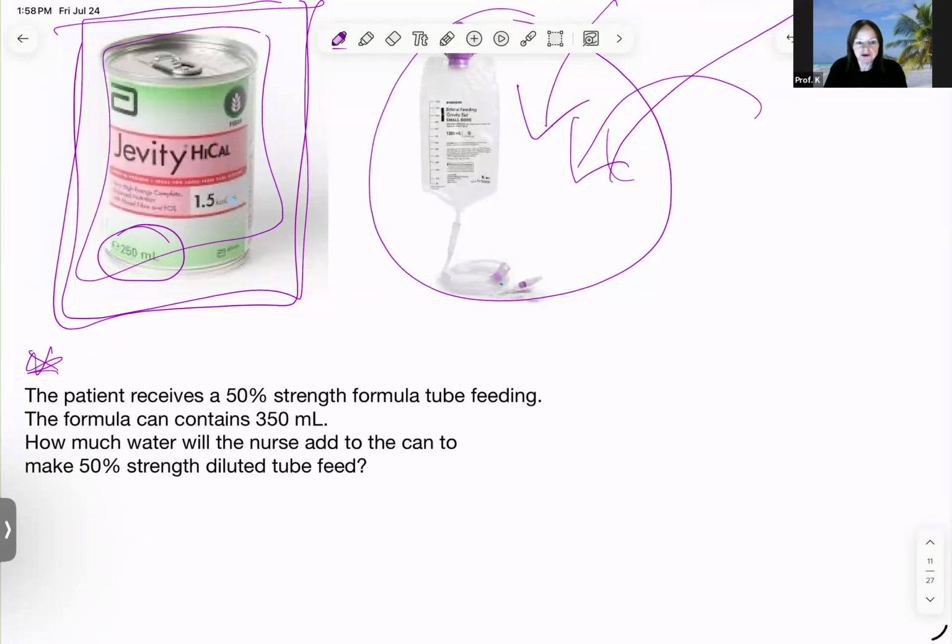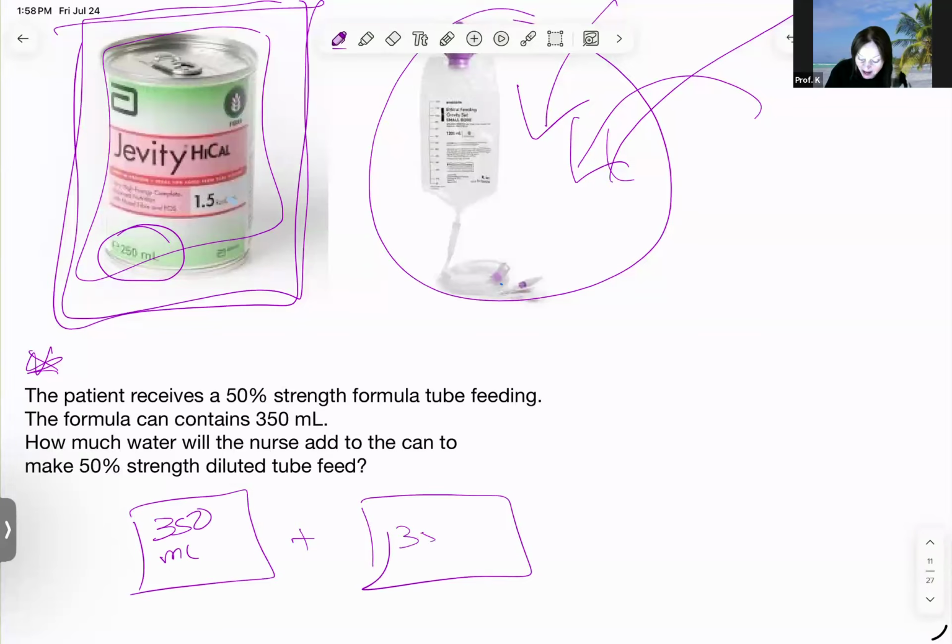Yeah, you go into the pantry, and in the pantry, there's a can that you need that's 350 milliliters. I have to dilute it by half. 50% is half. So if I have to dilute it by half, I have to add equal parts water. And that's 350 milliliters. So the answer to this question is 350 milliliters. And you're thinking that can't be that easy.